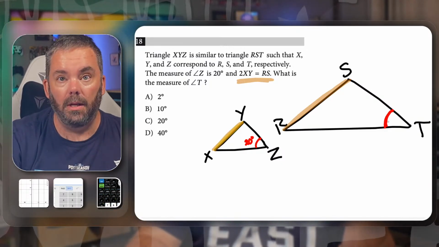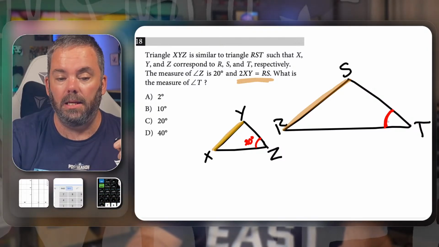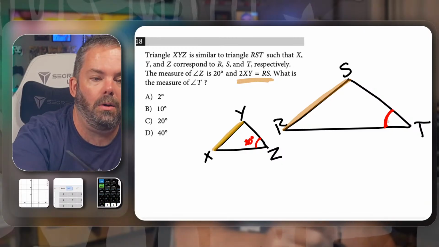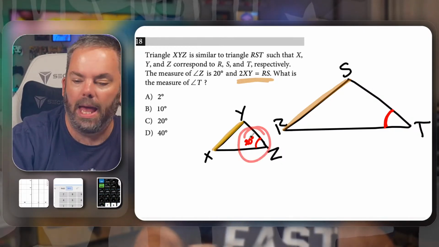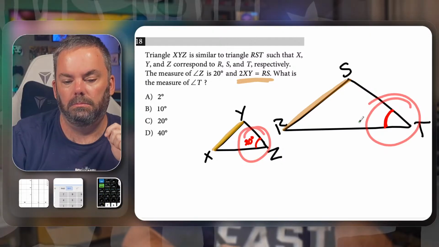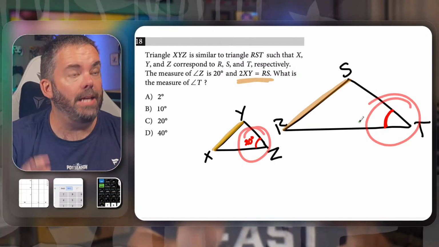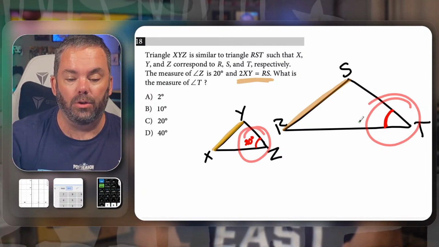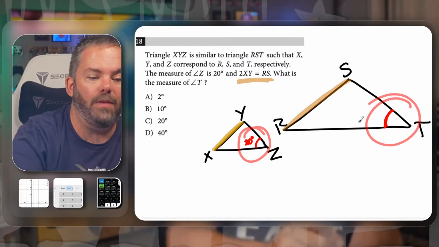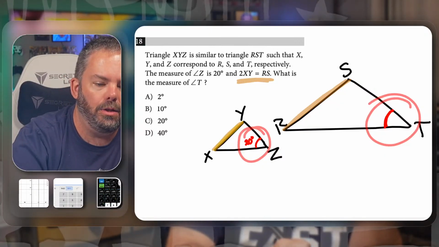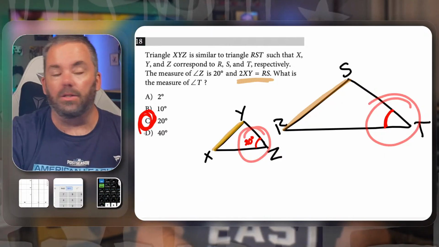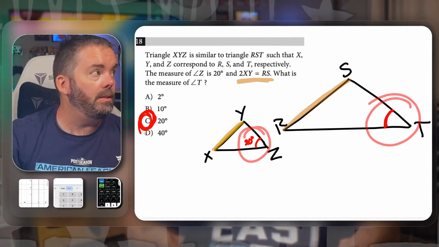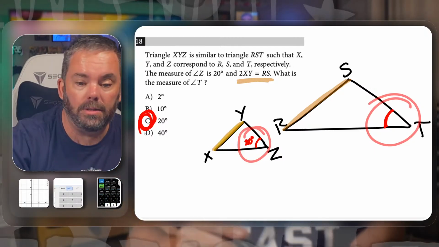Look at our pictures. XYZ, RST. Since these two triangles are similar, we can jump right to saying that these two angles are congruent. They're the same angles, the same proportions. It's just that all the sides of one of these triangles are twice as long. So in this problem, if angle Z is 20 degrees, then angle T is 20 degrees. They have the same angles, just the sides of RST are twice as long. There we go, that's what it looks like.